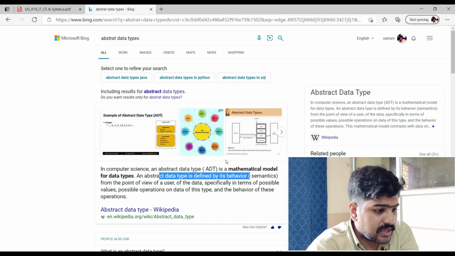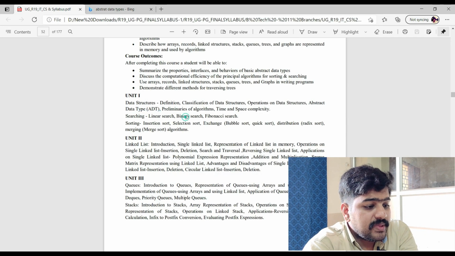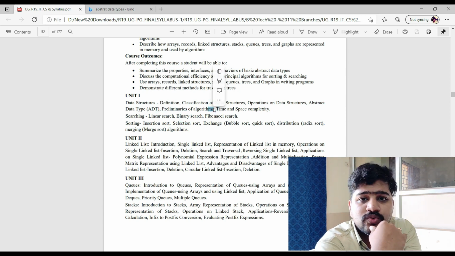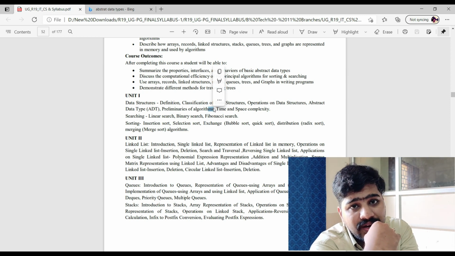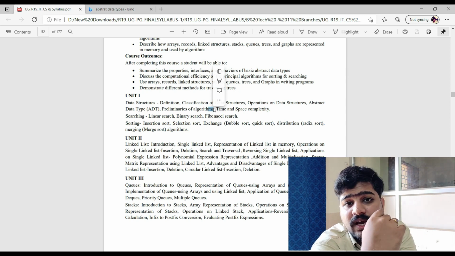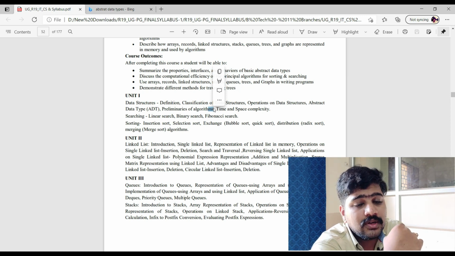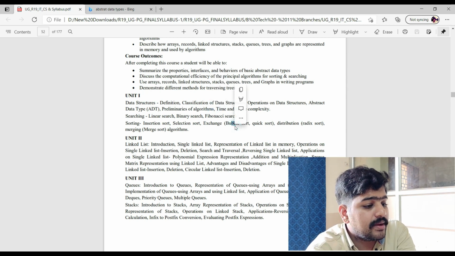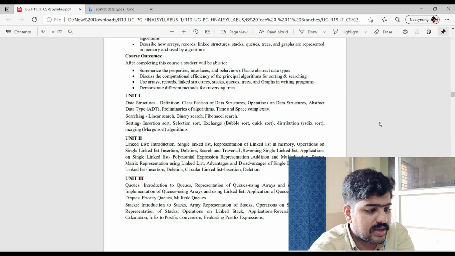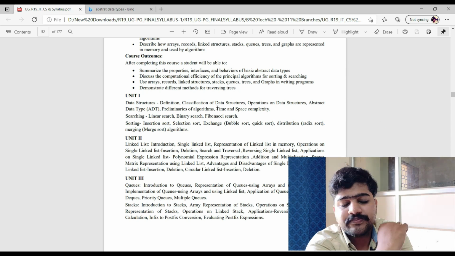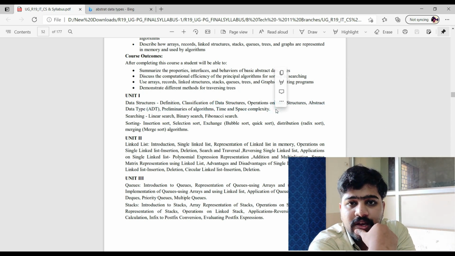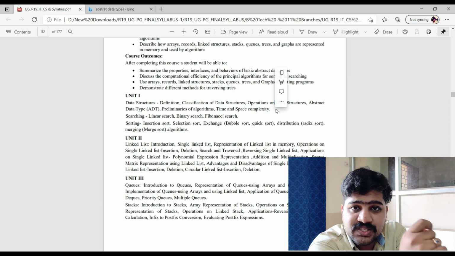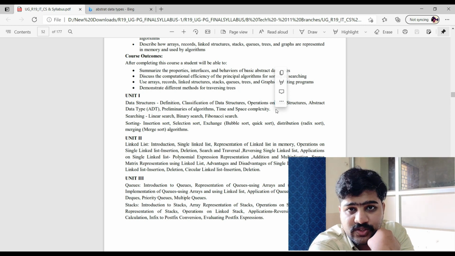The next concept is preliminaries of algorithms. What is the major purpose of algorithms? If it is pseudocode, we can call it a step-by-step procedure. But an algorithm is the only thing which can be converted to a code, a program. So what preliminaries you need to understand for algorithm design is the next concept. And then time and space complexity. For every algorithm, whether the given algorithm is best for the specific problem is determined by time and space complexity.